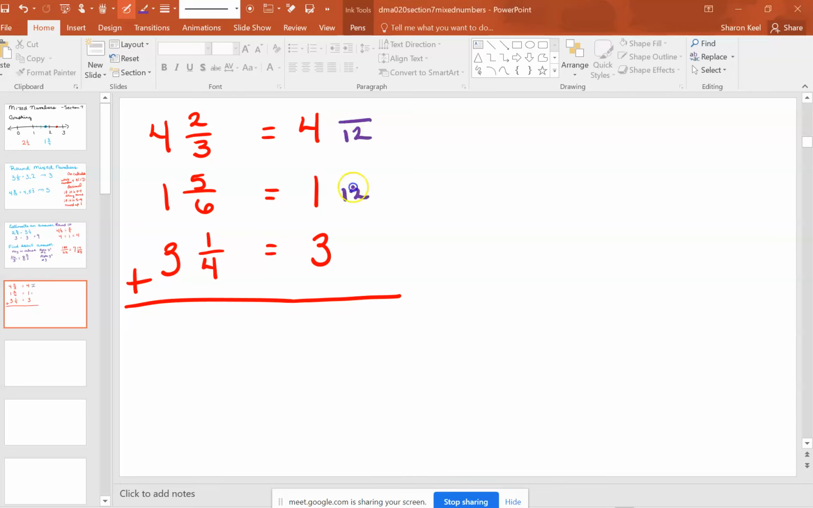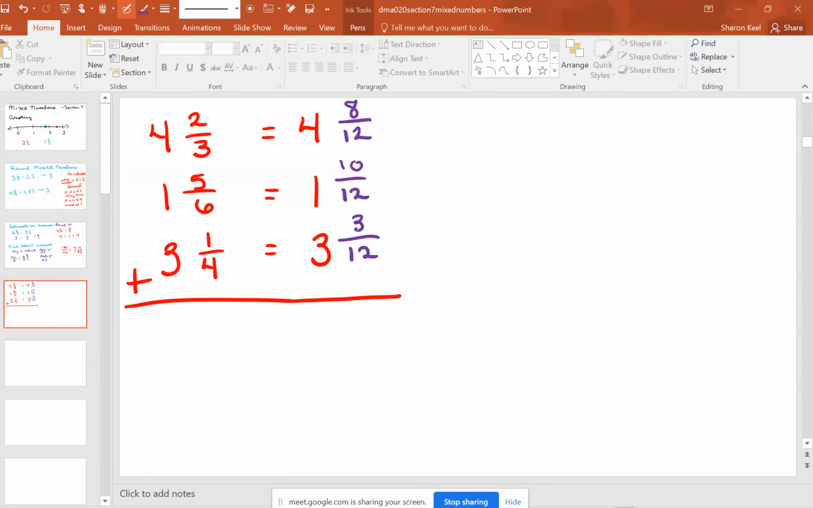So for each one, I'm going to write my new denominator of 12. The way that we can find this, we can cross multiply and divide. We can do 2 times 12 is 24. Another way we could do it is ask ourselves 3 times what is 12? That would be 4. So 2 times 4 would give us a new numerator of 8. Here we can do 5 times 12 and then take that answer of 60 and divide by 6. Or we could say 6 times what is 12? So 5 times 2 gives us a numerator of 10. We could do 1 times 12 and divide by 4 is 3. So 1 times 3 would give us a numerator of 3.